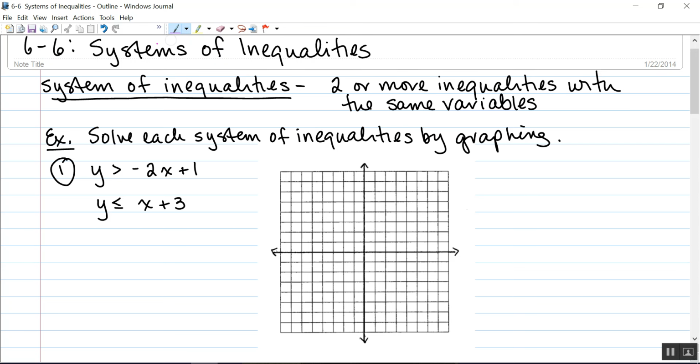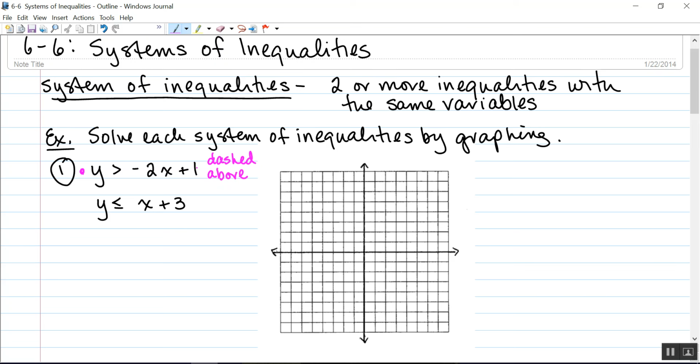So to do this, I like to do them in two different colors. I'm going to start with this first one here and I'll label that pink. So I have y is greater than negative 2x plus 1. For this one, it's going to be dashed. And since it's a greater than, I'm going to shade above the line.